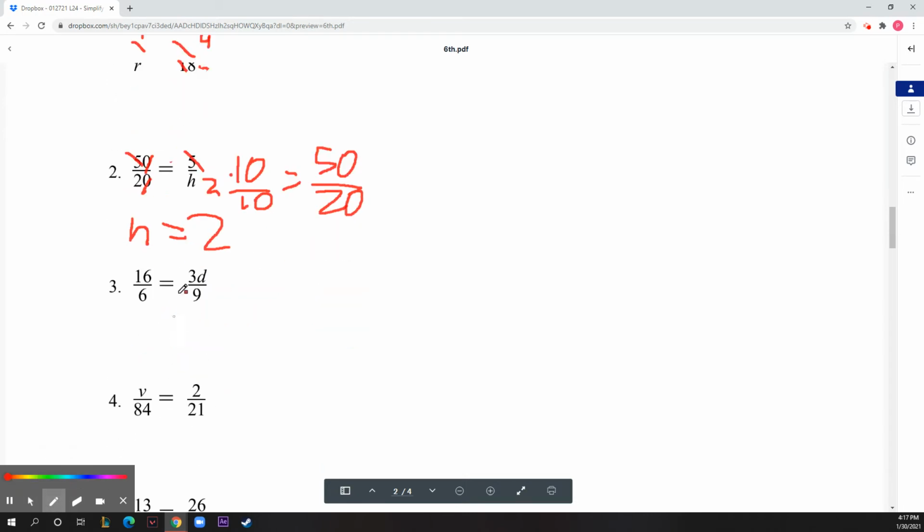Number 3. You want to divide both by 3, and then you want to divide both by 3, and then you want to divide both by 2. Okay? And then d is equal to 8, because 1 times d is d, and 1 times 8 is 8.